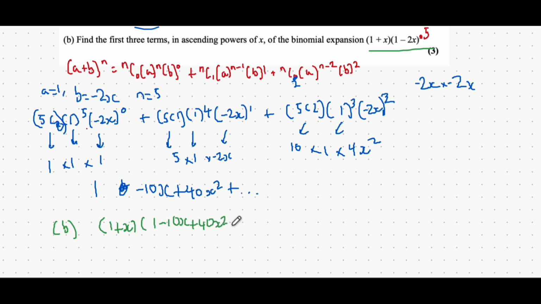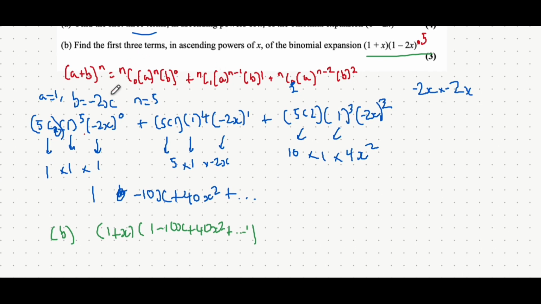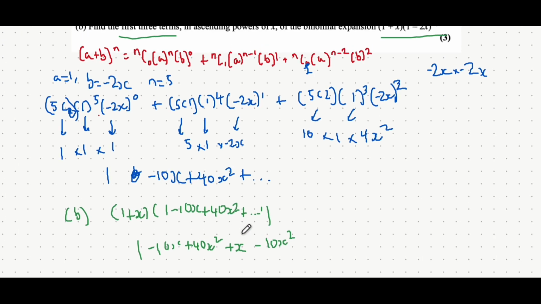The reason we don't have to find the rest of the terms is because expanding this out will give you all the terms that are x squared or less than x squared. So as in the constant term, the x term, and the x squared term, which make up the first 3 terms of the expansion anyways. So 1 times 1 is 1, 1 times minus 10x is minus 10x, 1 times 40x squared is plus 40x squared, x times 1 is plus 1x, x times minus 10x is minus 10x squared, and x times 40x squared is 40x cubed, but you don't need to take that into account because that will get you to the 4th term actually.